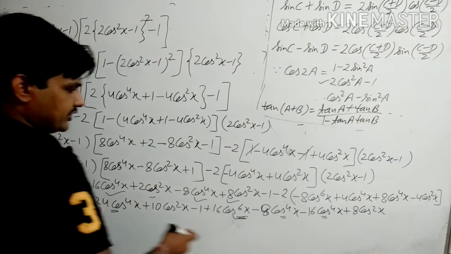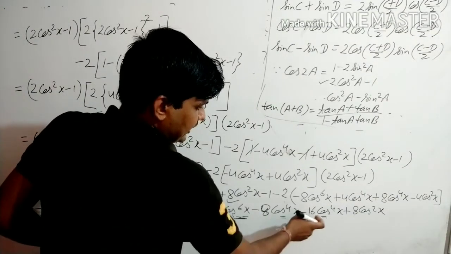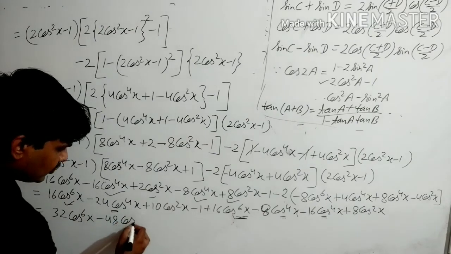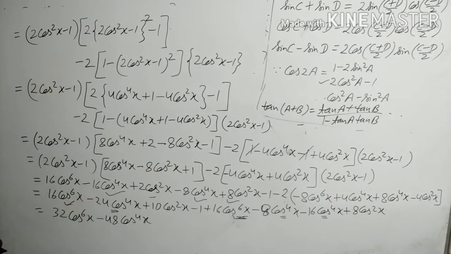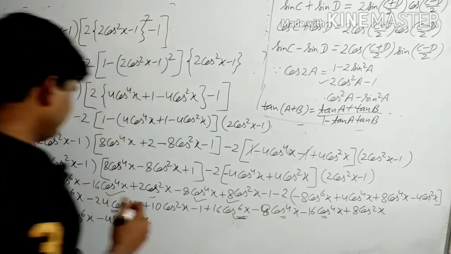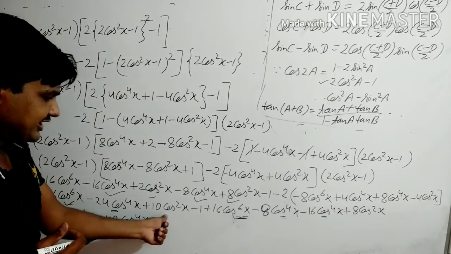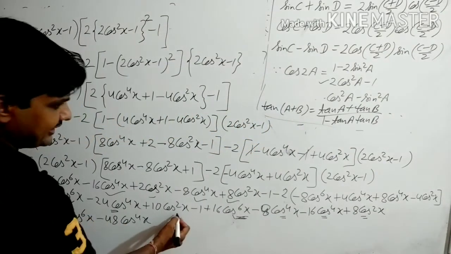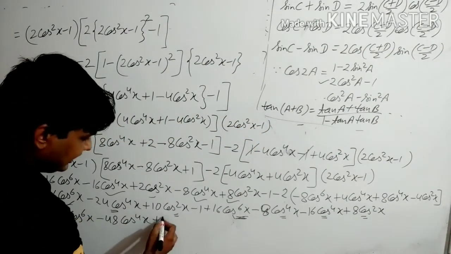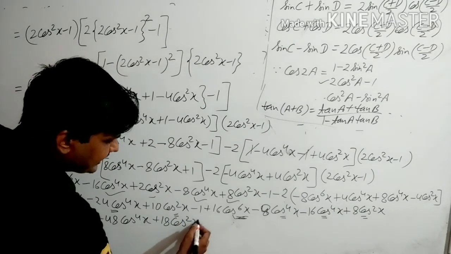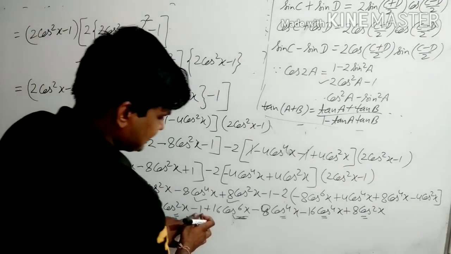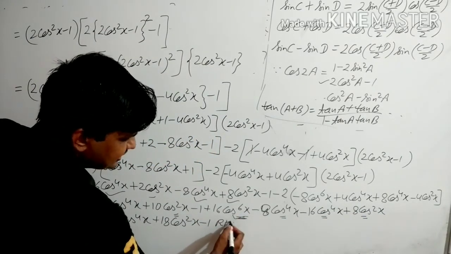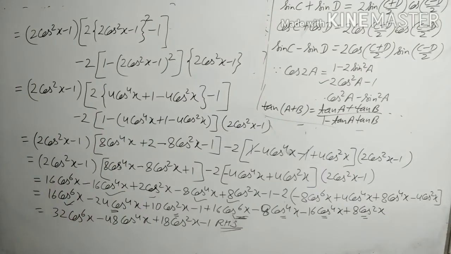So minus 24 and minus 8, minus 32 and minus 16, so minus 48, minus 48 cos to the power 4x. Okay, so power 4 ki bhi complete. Now come for square, that is 10 cos square x aur ek hamare paas ye square x, so 10 plus 8 we get 18 cos square x, aur sirf hamare paas jo numerical value hai that is minus 1, so minus 1. This is equal to RHS.